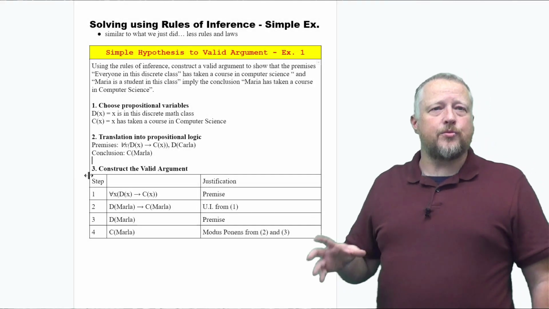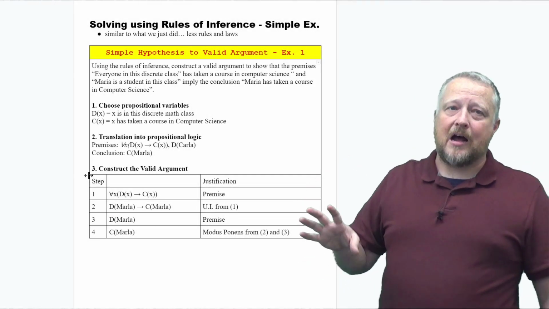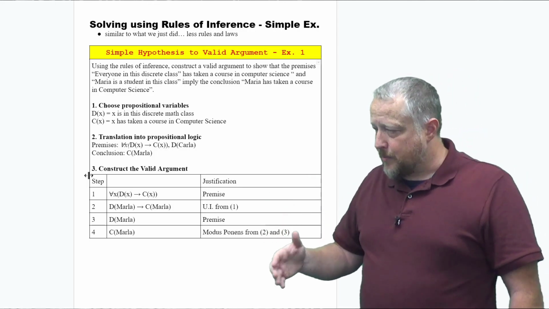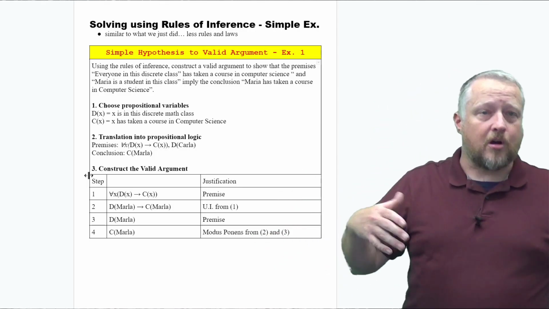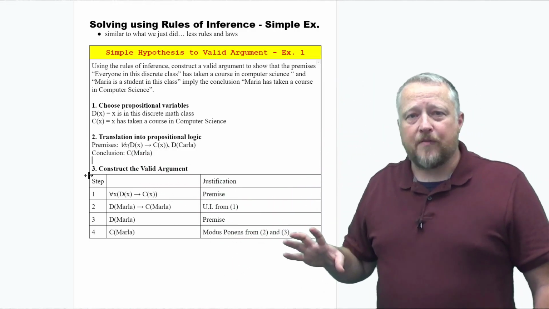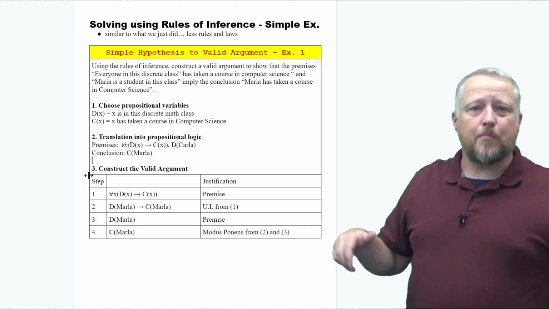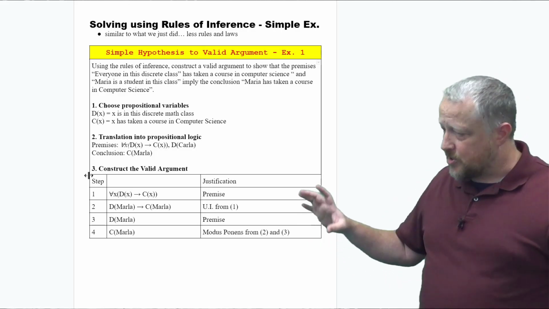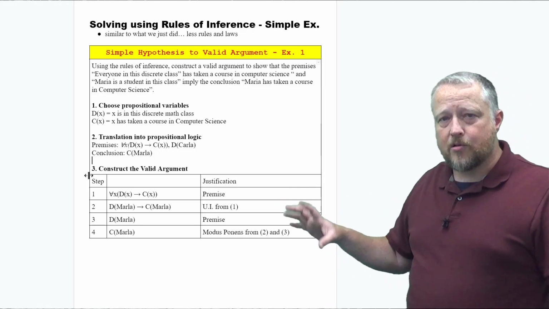I'm going to have two examples of a simple hypothesis to a valid argument to get to our conclusion using our, well, frankly, our quantified statements here. So I'm going to step off here for a moment, go over number one, and then come back with another video on number two to explain exactly what the heck is going on here.